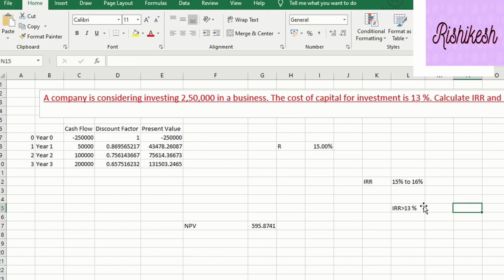So this project, this investment, has to be accepted. In many cases you don't need to find out the exact value of IRR. Once you get that it is going to be between 15 and 16%, you can directly tell that it's greater than the cost of capital. So obviously, the investment can be accepted in this case.